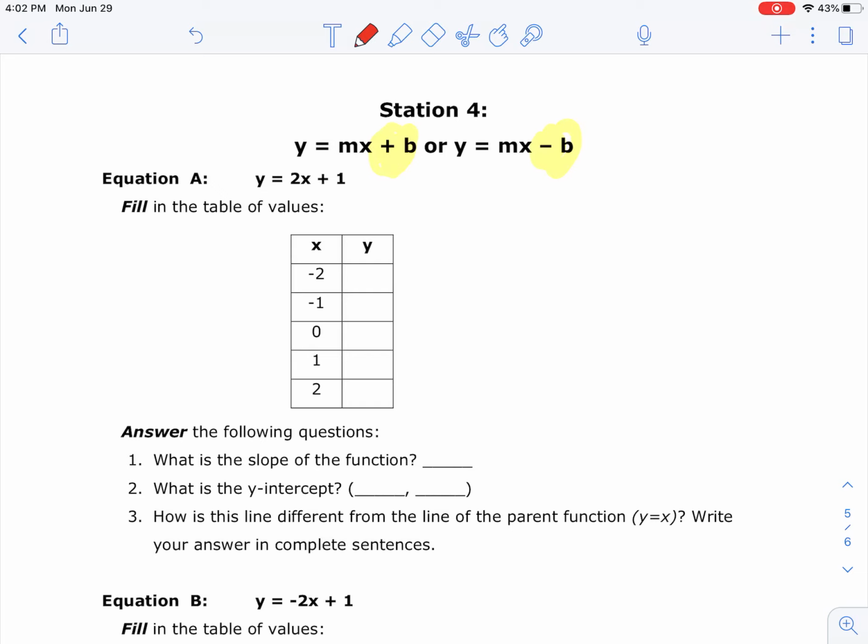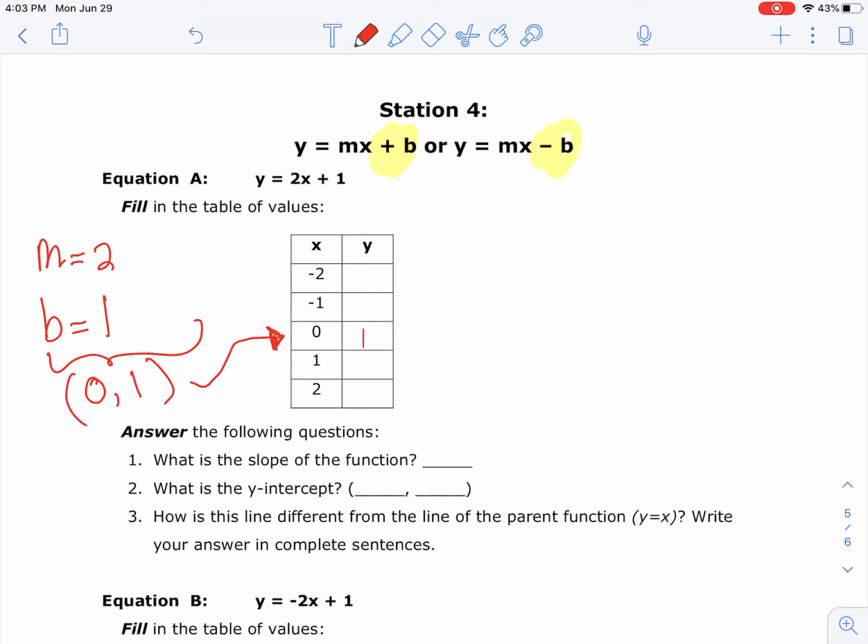Right away, we know our slope is 2. We know m equals 2, and our b is a positive 1. Now, we also know that the b is the y-intercept. So when x is 0, y is 1. Keep that in mind because if you look over here at the table of values, whenever you have x as 0, you know you have a y-intercept. So I'm going to go ahead and just fill that in. Okay, so in this case, let's go ahead and answer the following questions after we fill in the chart.